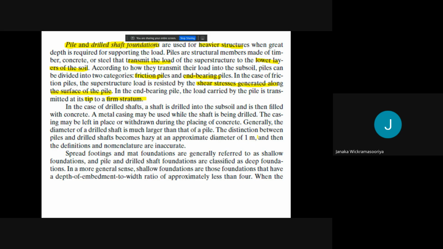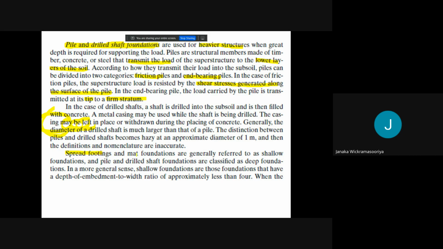The distinction between piles and drilled shafts becomes hazy at an approximate diameter of 1 meter, and then the definitions and nomenclature are inaccurate. Right? They are the drilled shafts. We will not be discussing the drilled shaft in this subject.